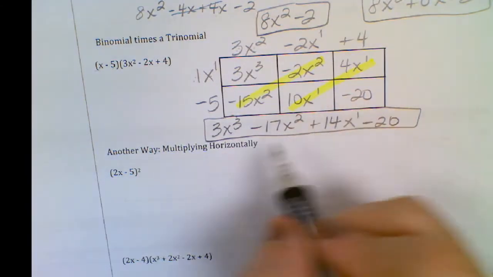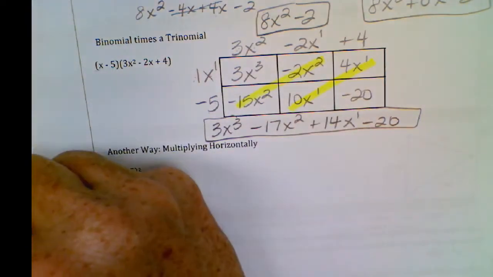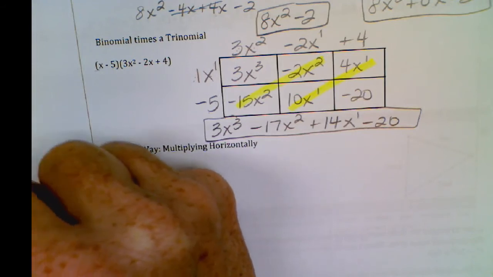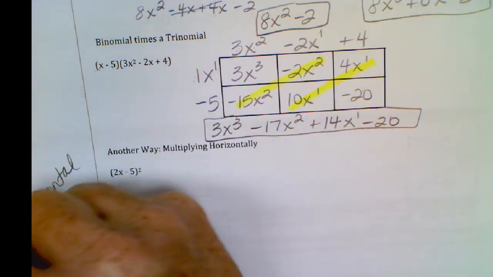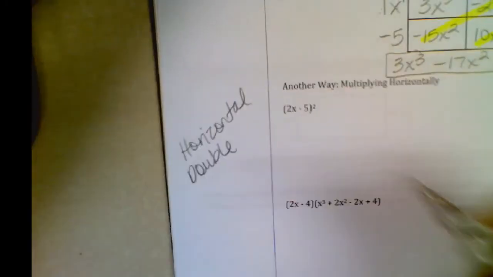So I'm going to show you 2 more methods. One I'm going to call horizontal, and the other term I usually use for this is double distributive.